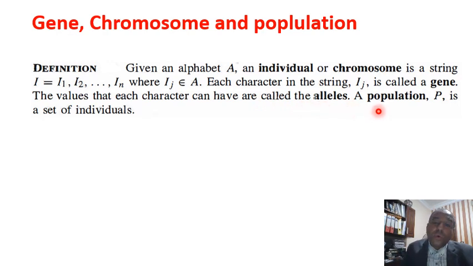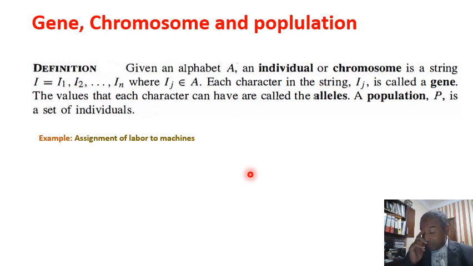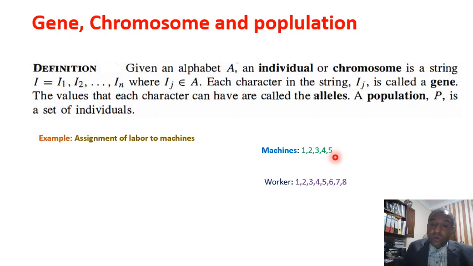The population P is now a set of individuals. This is good. Let us see some examples. If we wanted to find the optimal assignment of labor to machines, this problem is assignment of labor to machines. We have machines 1, 2, 3 up to 5 machines. We have 8 workers. We want to assign these workers to operate these machines. Assume that each worker has different costs when operating a machine, requiring a different salary.